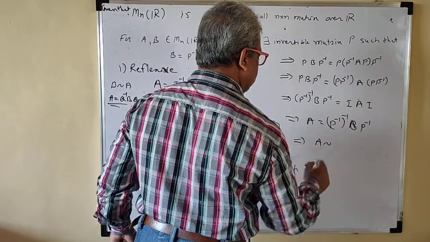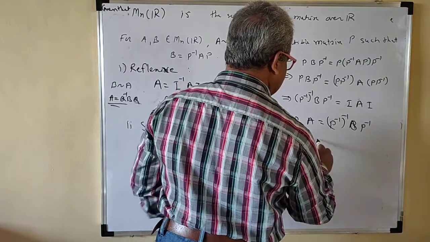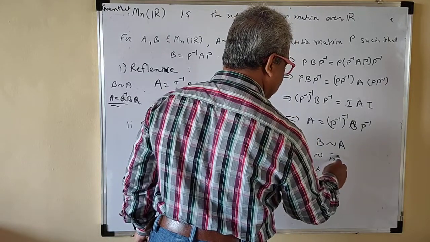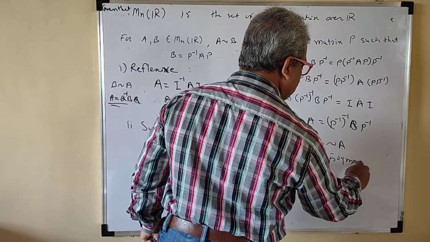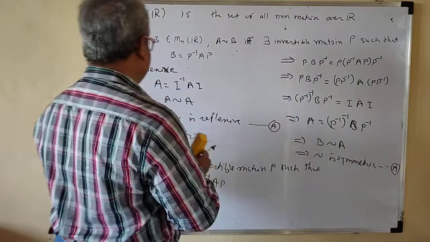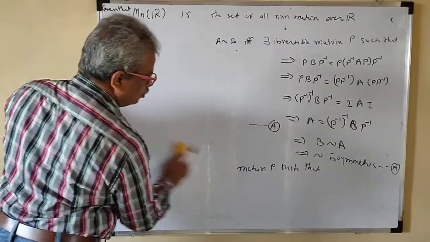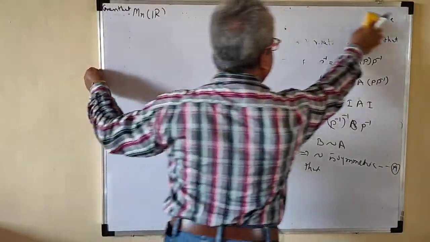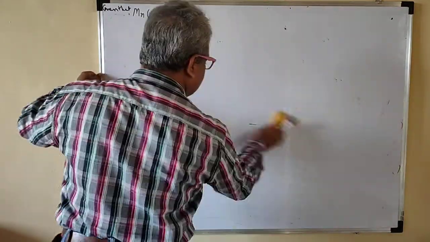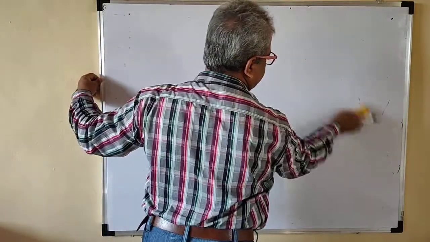So that means A is related to B implies B is related to A. And this implies that the relation is symmetric. I call this as B now. Now we have to prove it is transitive.